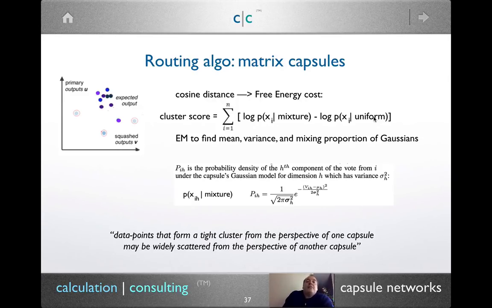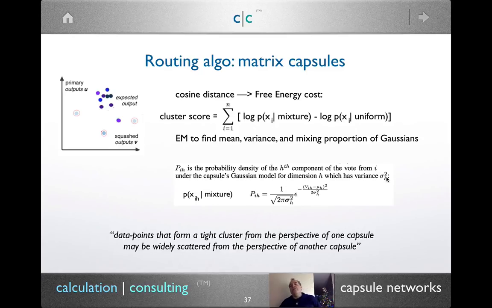And that's actually a type of free energy. You can go and read the paper and listen to some of his videos and go into some detail about that. But the idea of the mixture model is basically the probability is just a Gaussian distribution. So P_ih is the probability density of the h component of the vote from i under the capsule's Gaussian model for dimension h, which has variance sigma_h squared.